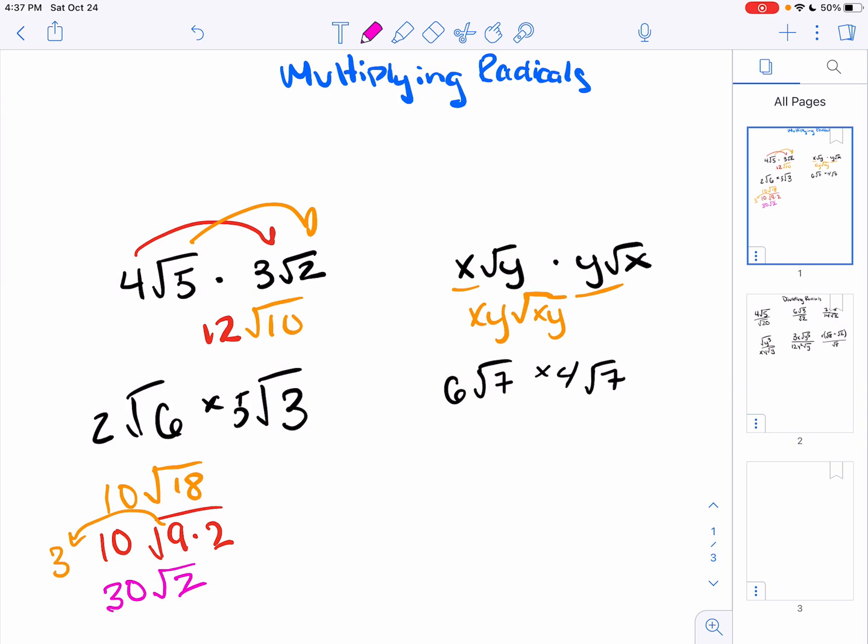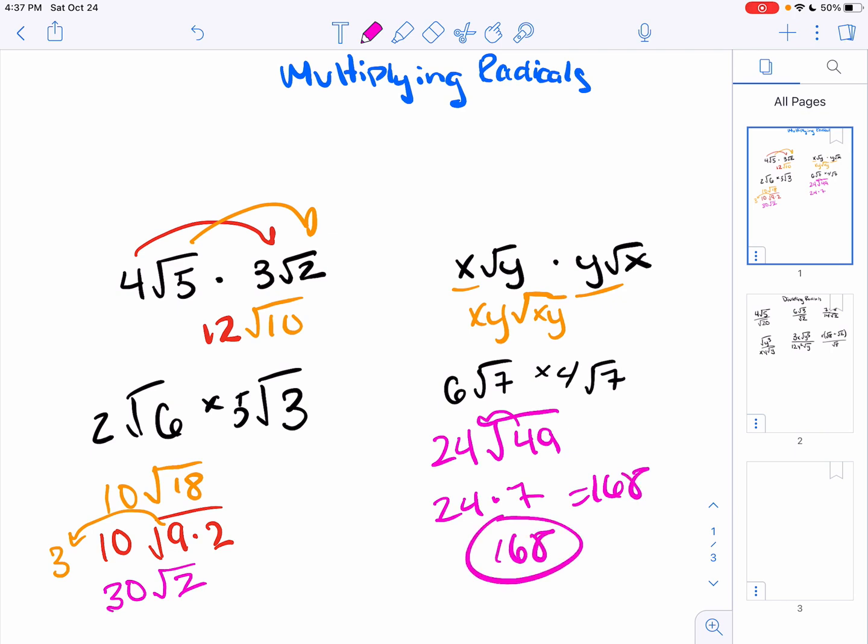And the next one, we have 6 times 4 is 24, sorry. And then I have 7 times 7 inside the radical is 49. And 49 is actually a perfect square. So our answer when 49 comes out is 7. So it's going to be 24 times 7, which is 168. And that is our answer for that one. So that's really all there is to it with multiplying radicals.